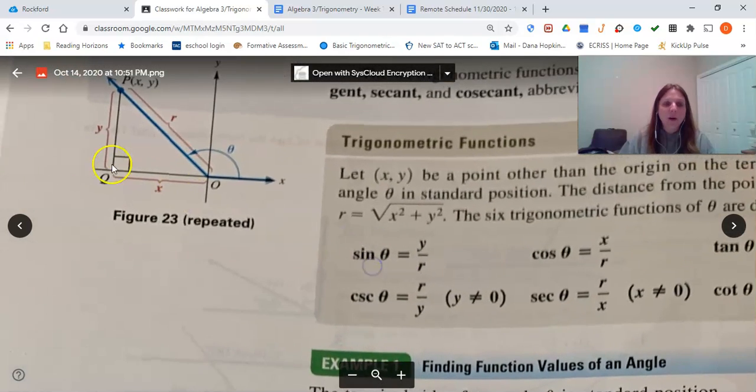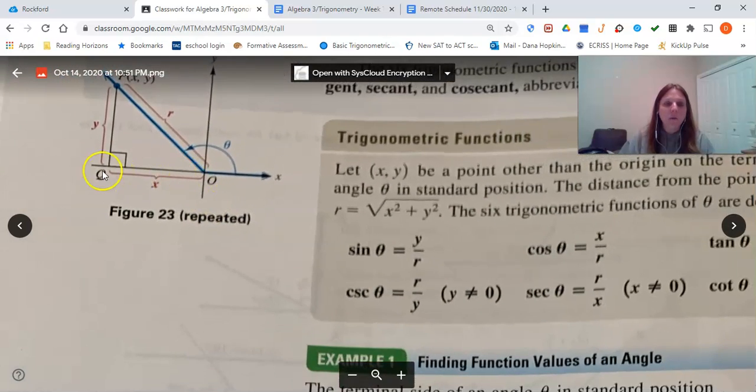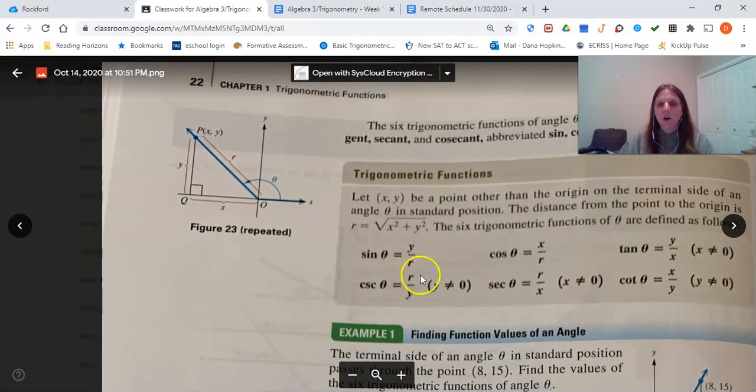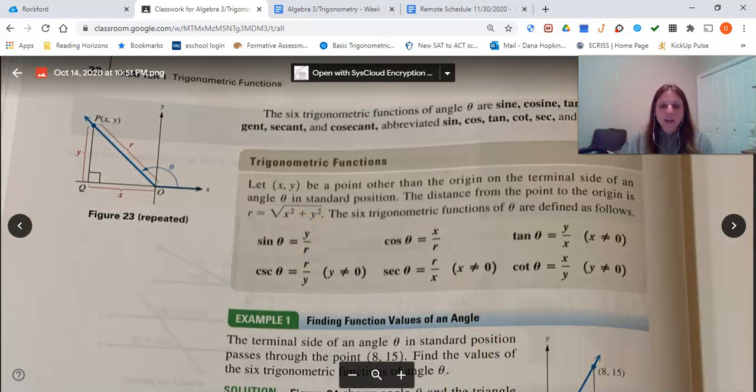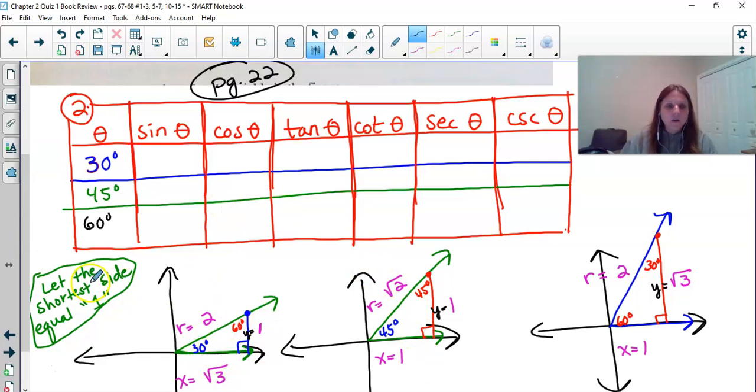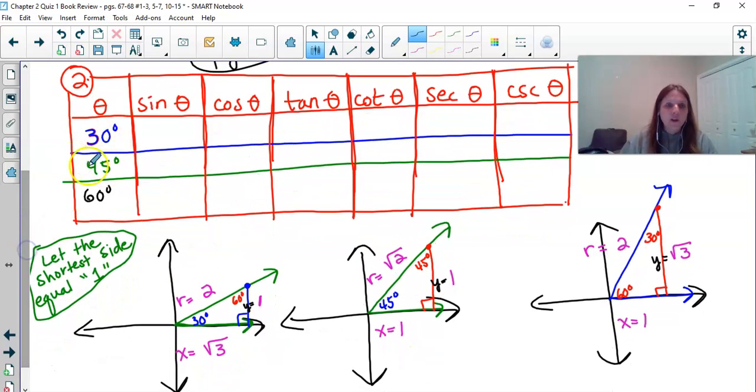Okay, sine. And by the way, here's where I'm getting this x and y and r. Remember how we just labeled the sides x, y, and the hypotenuse is always r. Okay, the sine is the y over the r. So let's take a look at our picture. We want y divided by the r. So let's start with this 30-degree angle. Y over r would be 1 over 2.